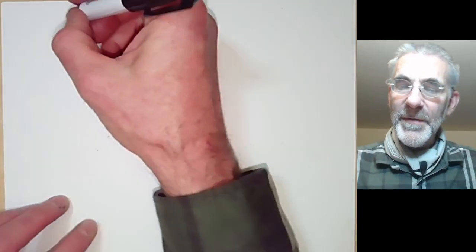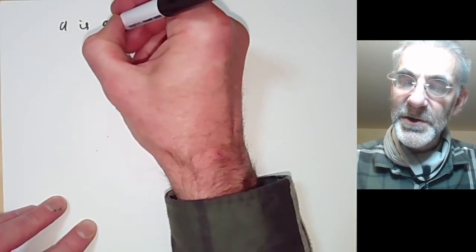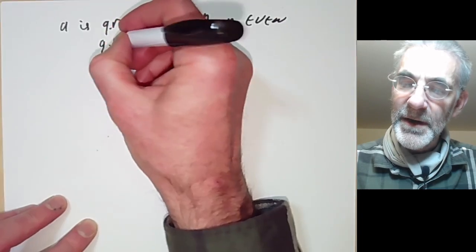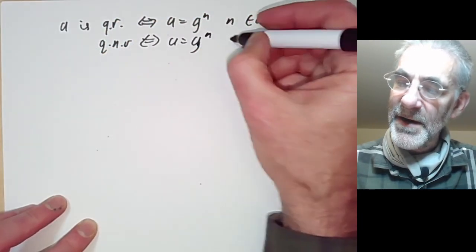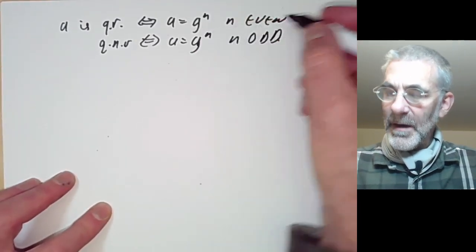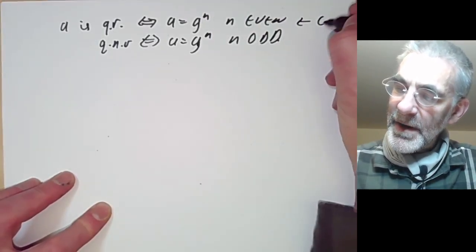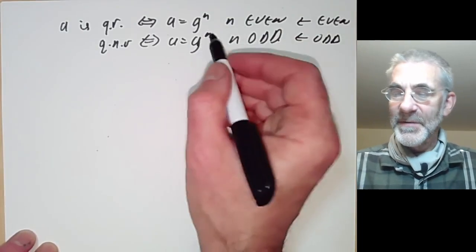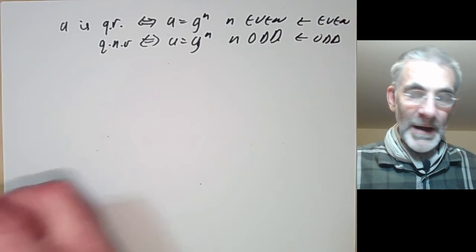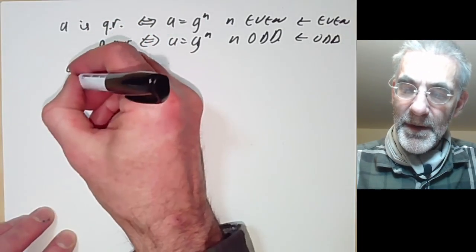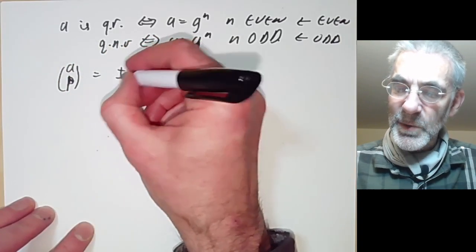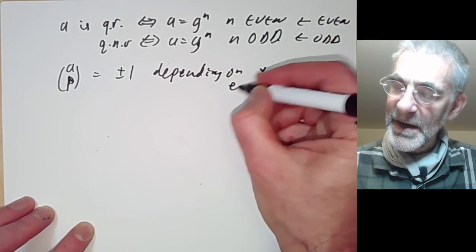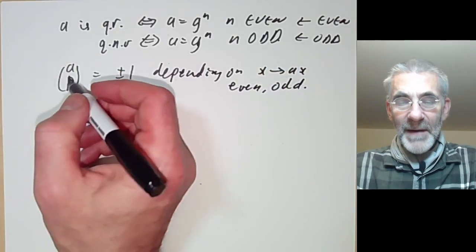And now we know that A is a quadratic residue is equivalent to saying A is equal to g to the n with n even, and a quadratic non-residue is equivalent to A equals g to the n with n odd. And these are even permutations, and these are odd permutations, because multiplication by g is an odd permutation, so the nth power of g is either even or odd depending. So this shows that (a/p) for p prime is plus 1 or minus 1 depending on the permutation x goes to a x being even or odd. So that proves the result for p prime.